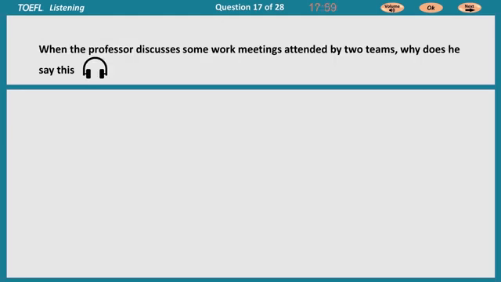When the professor discusses some work meetings attended by two teams, why does he say this? Literally, the testers and the developers sat on opposite sides of the table.